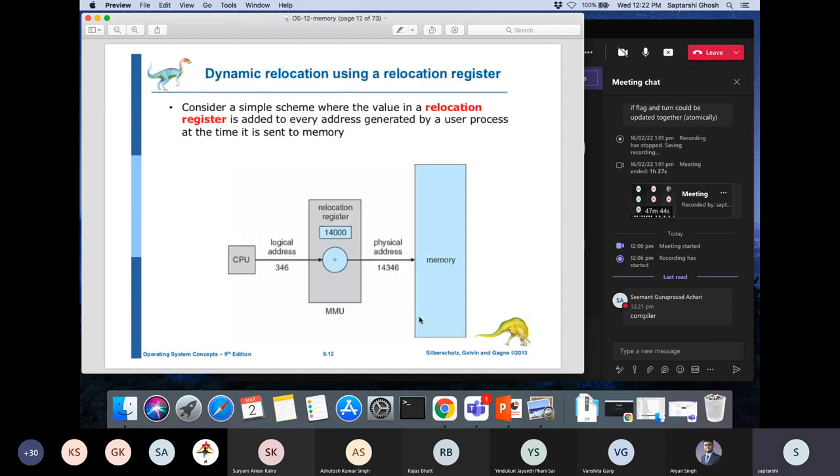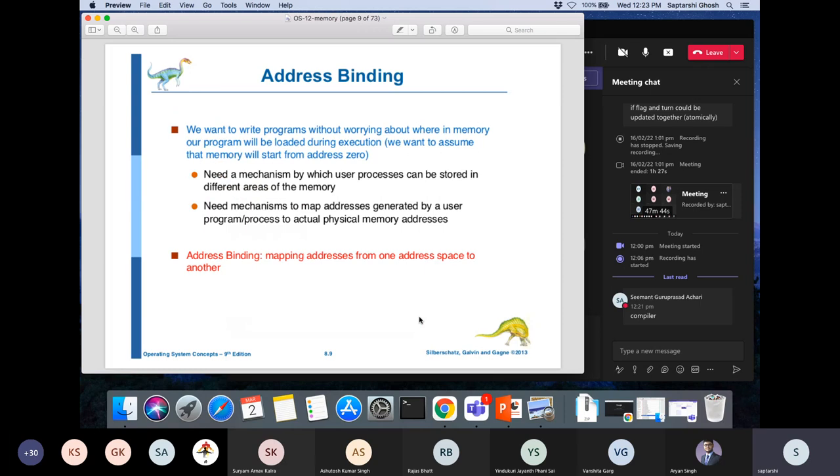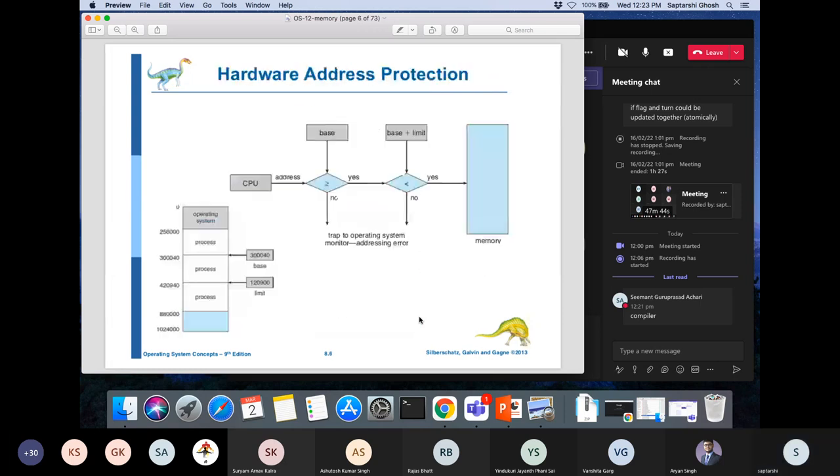Consider a simple scheme. We will consider different schemes of such mapping, but consider the simple scheme. As we discussed, all programs will generate logical addresses, assuming that the memory starts from 0. But that is not the case. We have seen a picture like this picture, let's say. Let me just go back. So this picture here.